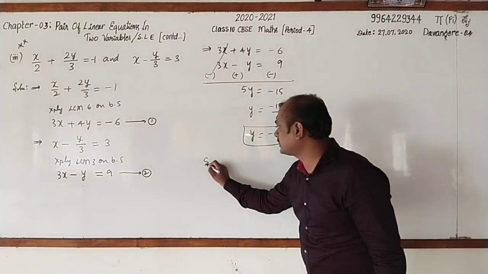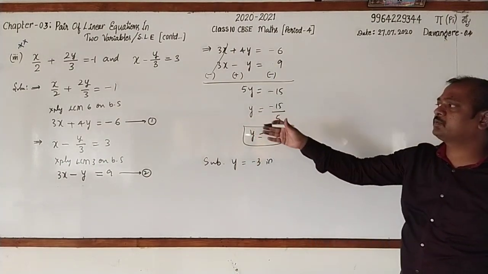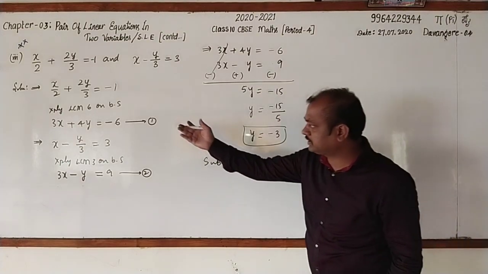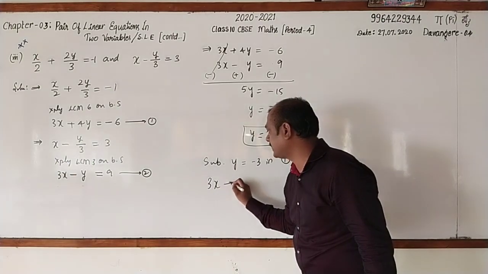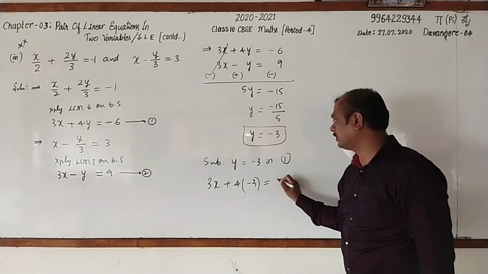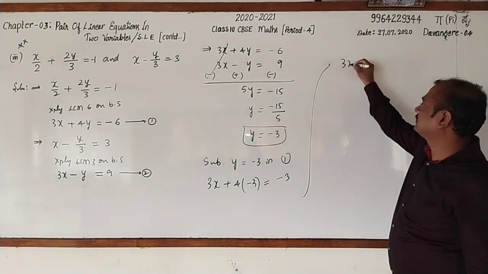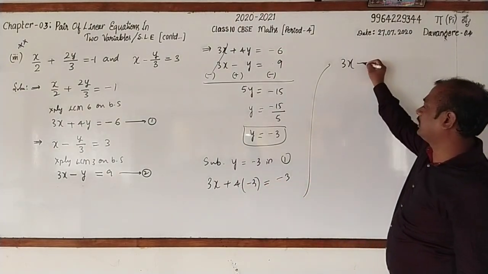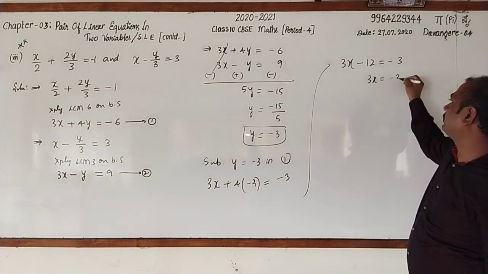Next, let us substitute y is equal to minus 3 either in the first equation or in the second equation. Any one can be taken. I'll take the first one. Here it is 3x plus 4y. y is nothing but minus 3, is equal to minus 6. Here I'll write 3x plus 4 into minus 3, minus 4 3s are 12, minus 12 equal to minus 6.